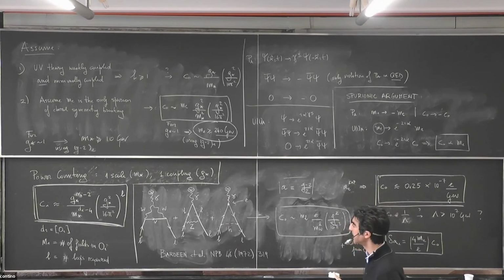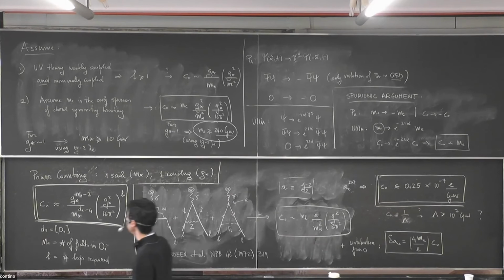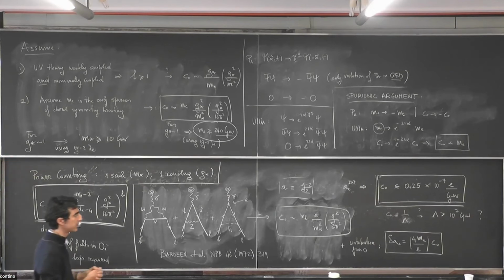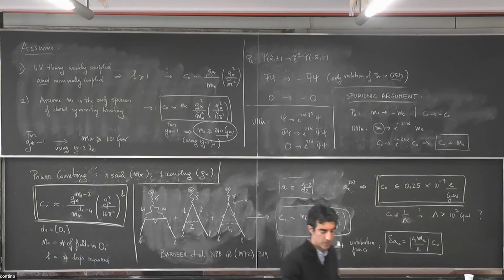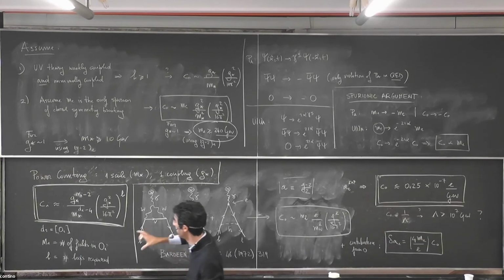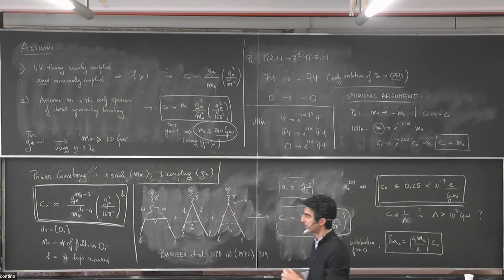So you see that making the estimate for the effective coefficients uses a certain list of tools. You have to be able to make assumptions on the UV theory, whether it's minimally coupled, for example. And then you can use spurion arguments in order to constrain the form of your coefficients. Spurion arguments are very important. They tell you exactly how many powers of the couplings can appear.